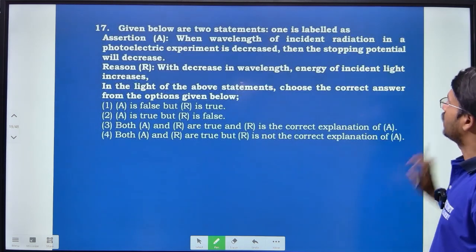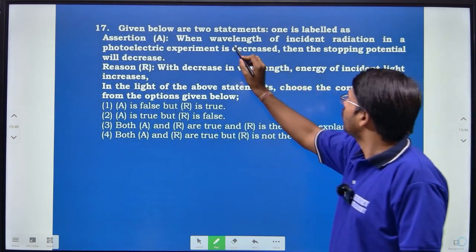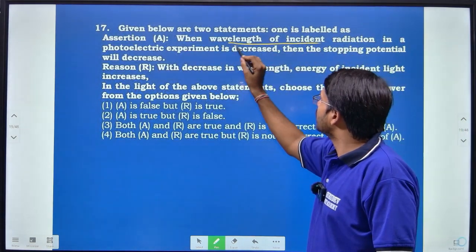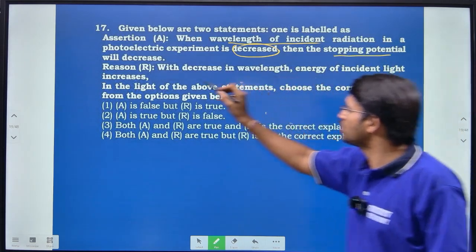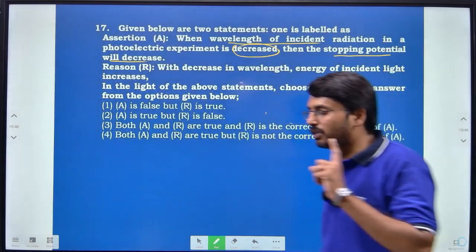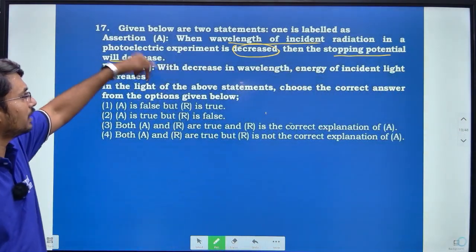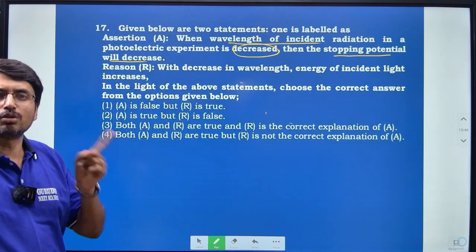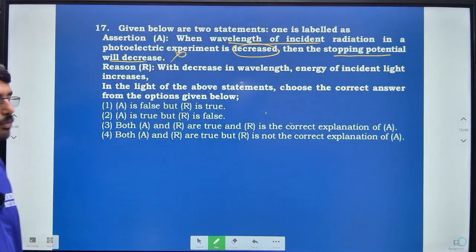Okay, fine. Next, given below are two statements. The first one: when the wavelength of the incident radiation in a photoelectric experiment is decreased, the stopping potential decreases. What we have to remember is that stopping potential is directly proportional to the frequency. If the wavelength decreases, the frequency increases, so the stopping potential also increases. But here they have given that it decreases, so that is a wrong statement.